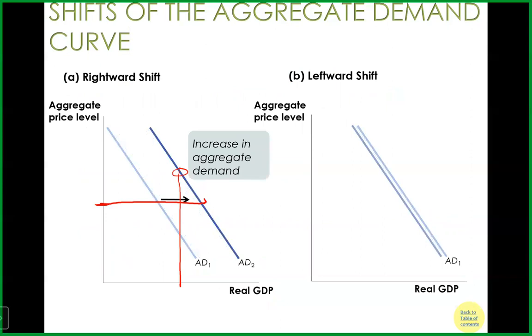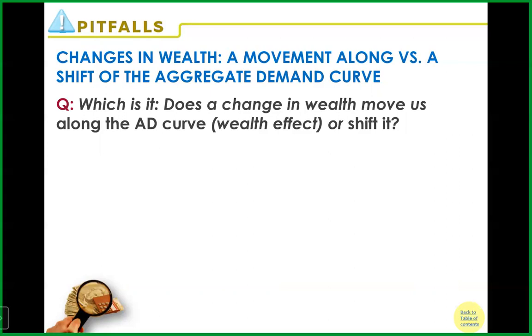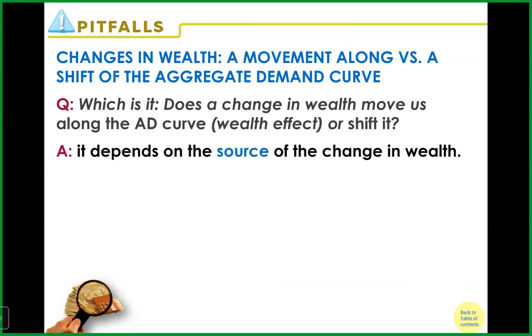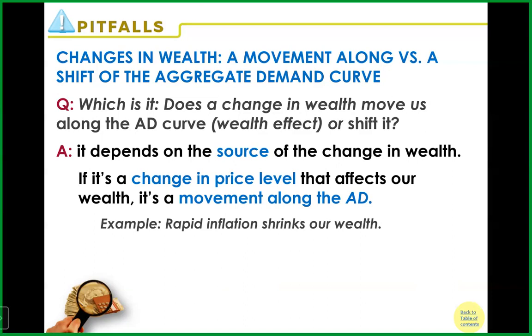Now, let's go back to one of the things I mentioned earlier that is tricky. Changing wealth can cause a move along the curve, and it can also cause a shift. It depends. Why? Here is the thing. If your wealth change is purely caused by changing price level, and that's the only factor, then we are going to move along the curve. Except, for example, inflation, like what we are experiencing now, rapid inflation shrinks our wealth.